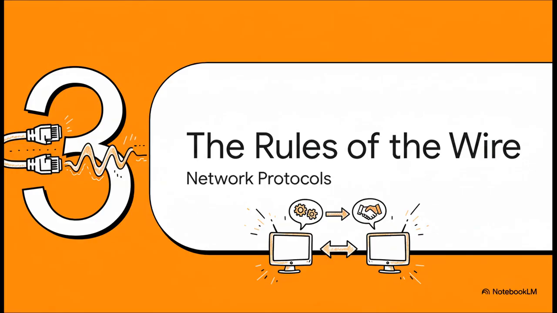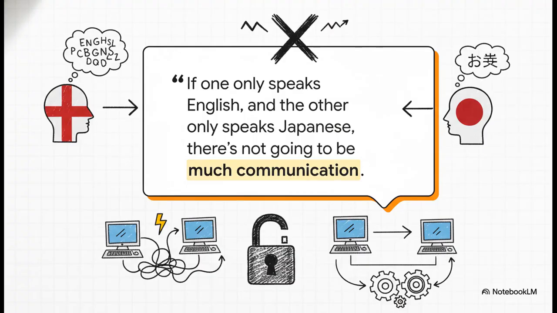Okay, so we've got a cable and we've got a signal. But for two devices to actually understand each other, they have to agree on a set of rules. It's not enough to just shout, you have to be speaking the same language. In networking, we call these rules protocols. And this really is the perfect analogy. If you have one person who only speaks English and another who only speaks Japanese, they can both be talking, but nothing is getting through. It's the exact same with your computer and a switch. They have to follow the same rules, the same protocols, or it's just noise.